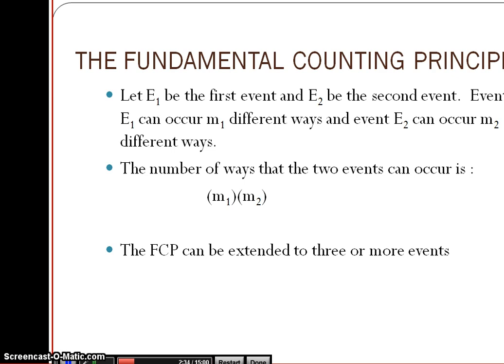Okay, the fundamental counting principle says that if E1 is the first event and E2 is the second event, and the first event can occur M1 times, and the second event can occur M2 times, then the number of ways that the two events occur is M1 times M2, which just means we're going to multiply. So if we can find the number of ways for this thing to happen and the number of ways for that thing to happen, the number of ways for this and this to happen, we would multiply it. Okay, and then if you had 3 things, it'd be M1, M2, M3.